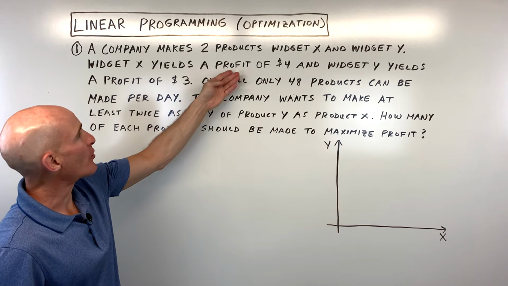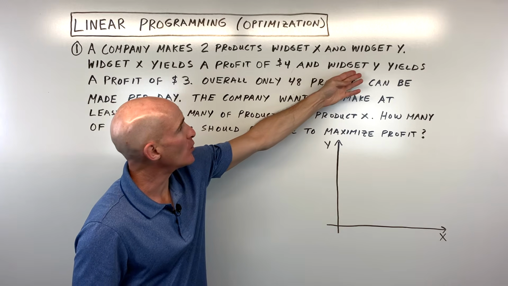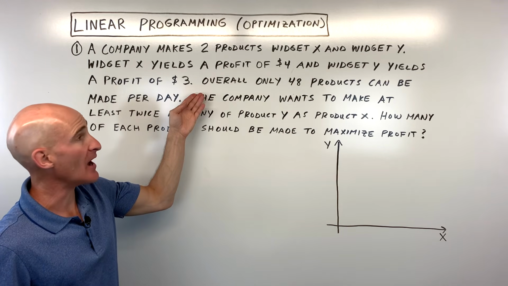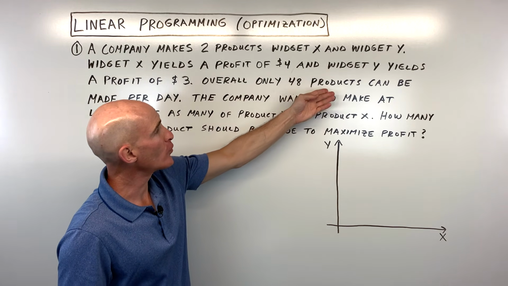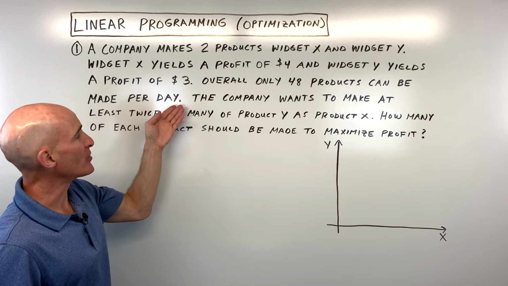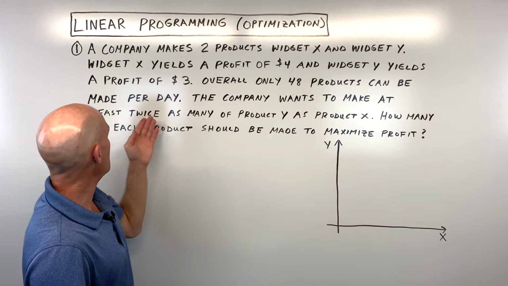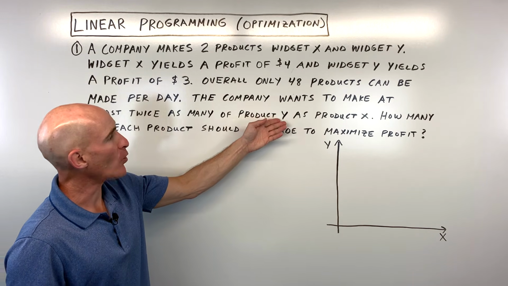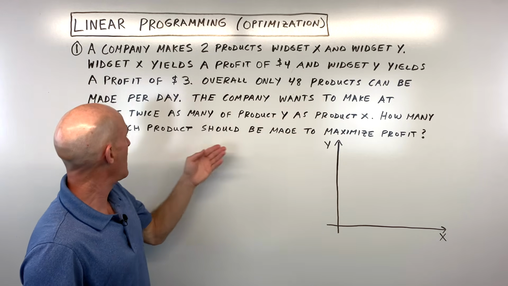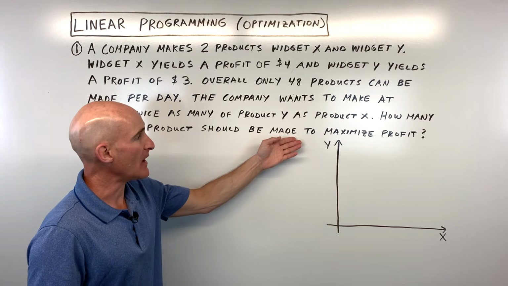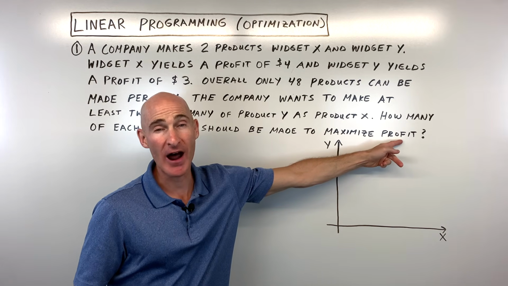So the first example, it says a company makes two products, widget X and widget Y. Widget X yields a profit of $4 and widget Y yields a profit of $3. Overall, only 48 products can be made per day. The company wants to make at least twice as many of product Y as of product X. How many of each product should be made to maximize the profit?